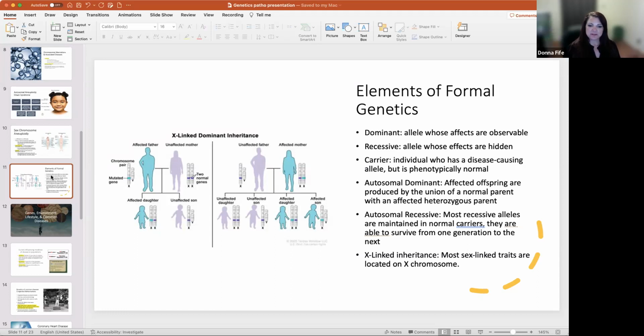Now we have X-linked inheritance. Most sex-linked traits are located on the X chromosome. And here you see the differences with X-linked dominant inheritance.